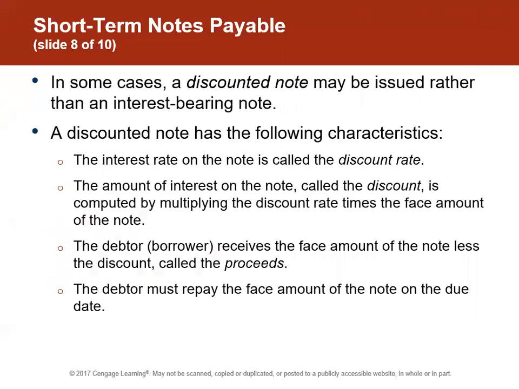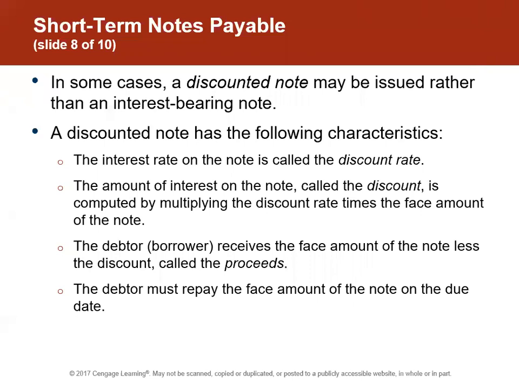We can either issue the note like we just did, where we had a face amount and accrued interest, an interest-bearing note, or we can issue what we call a discounted note. A discounted note is when the interest rate is calculated the same way, but we call it a discount rate. And instead of receiving the full face value, we take that interest or discount off the top of it.